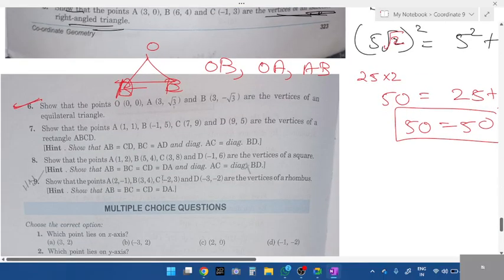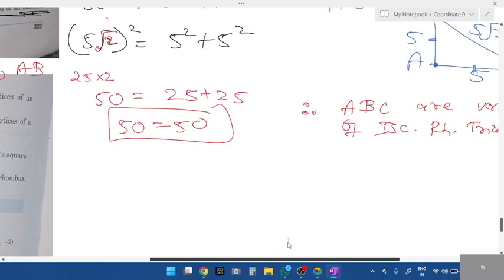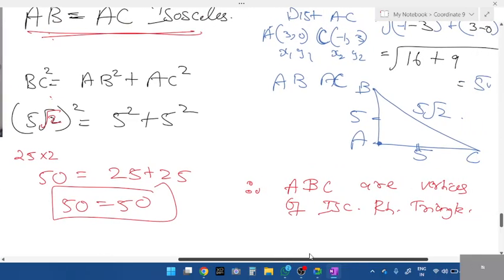Okay, try the sixth one for homework. Fourth and sixth you can try. 7, 8, 9 I'll complete tomorrow, and Saturday I'll start volume.